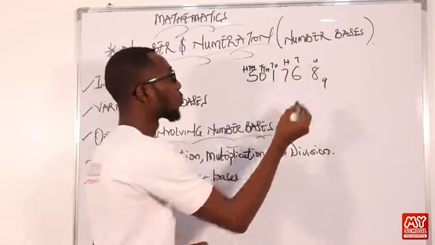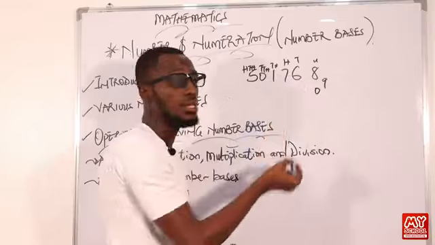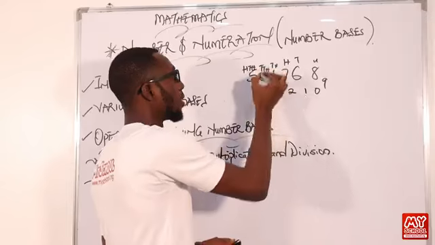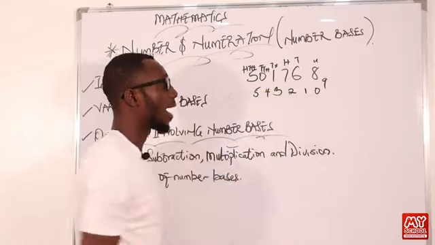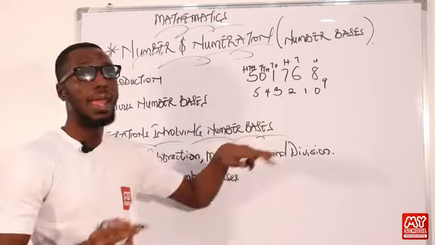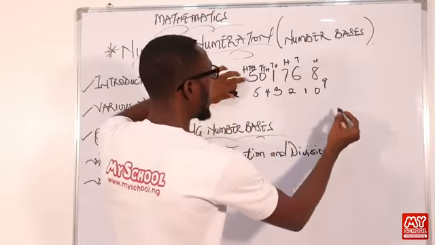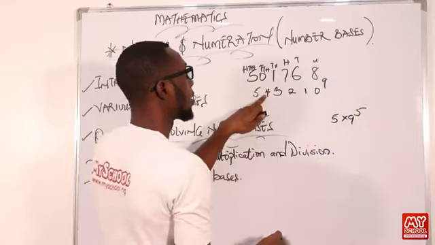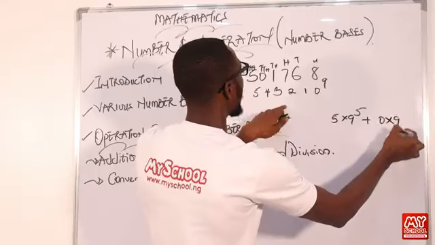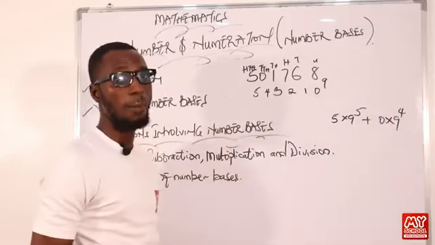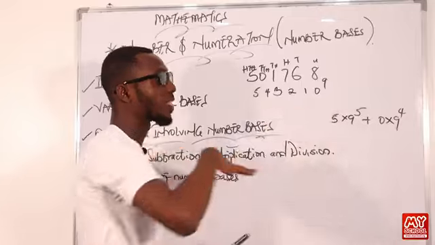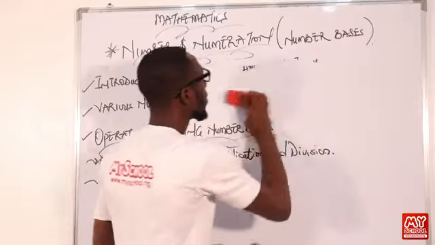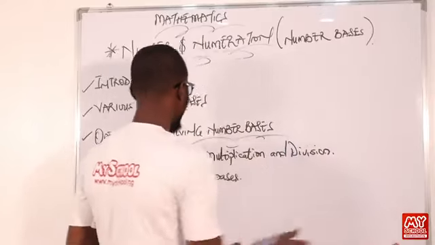So you know your unit is 10 raised to power 0, your tens is 10 raised to power 1, 100 is 10 raised to power 2, this 10 raised to power 3, this 10 raised to power 4, and this 10 raised to power 5. If I'm using the expansion method, starting with the first one, 5 times 9 raised to power 5, then plus 0 times 9 raised to power 4, just like that. So that is where we got all these powers that are being introduced to work on this set of operations. That is what we'll be doing in the number system.